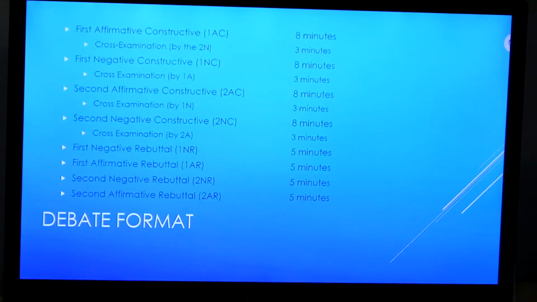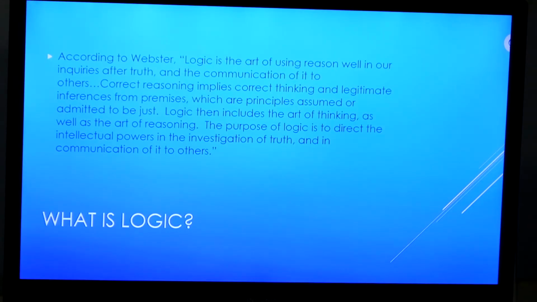Okay, let's go on. We're going to talk about logic. So, what is logic? Here's a definition according to Webster, it's a long definition, but a good one. Logic is the art of using reason well in our inquiries after truth and the communication of it to others. Correct reasoning implies correct thinking and legitimate inferences from premises, which are principles assumed or admitted to be just. Logic then includes the art of thinking as well as the art of reasoning.